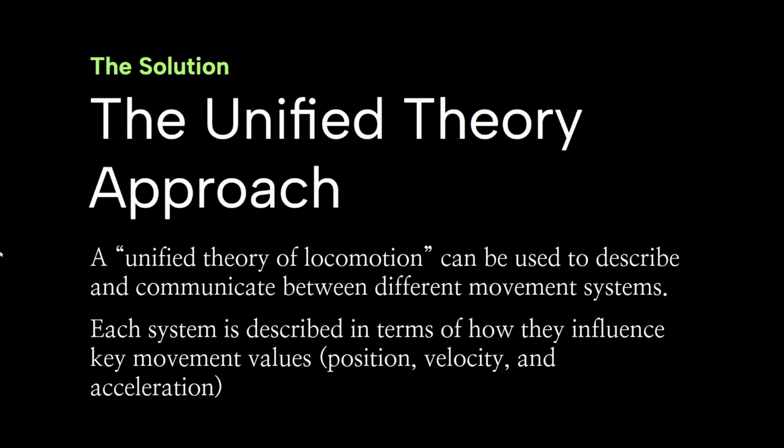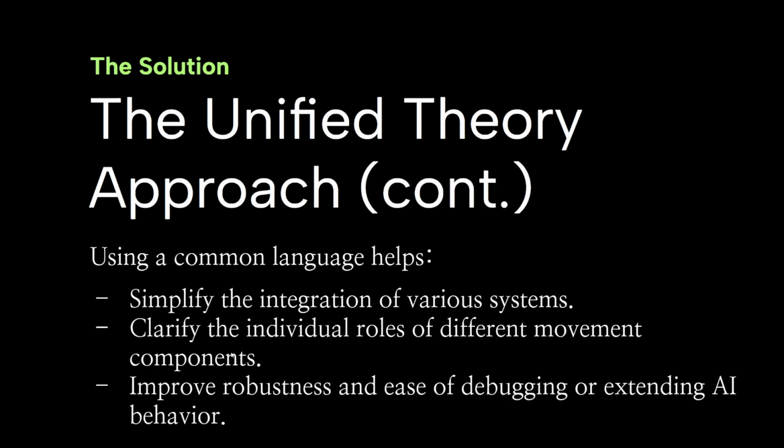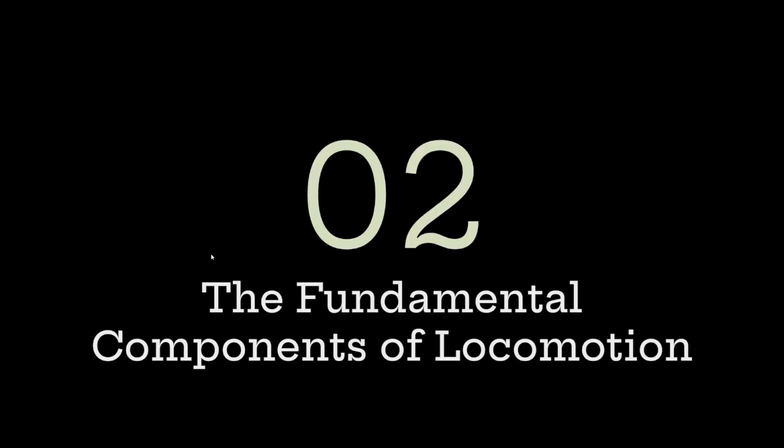And when we use this common language between everything, it helps simplify the integration of all these different systems, it clarifies the individual roles of each movement system's components, and it improves the robustness and the ease of debugging or extending the AI behavior. So it's a lot easier to go in and figure out what's broken, or if you want to add a new system, it's not so hard because you know how it will fit into everything you have so far in this high level way, right?